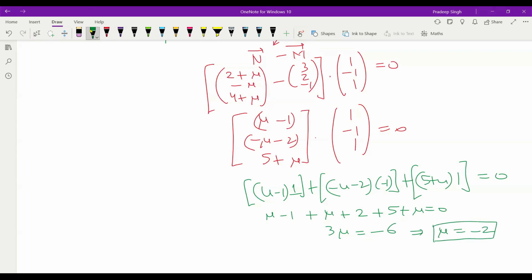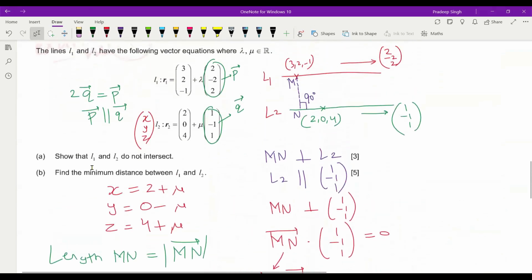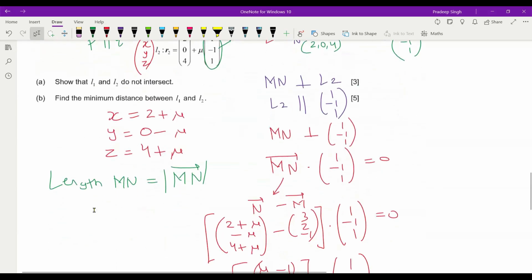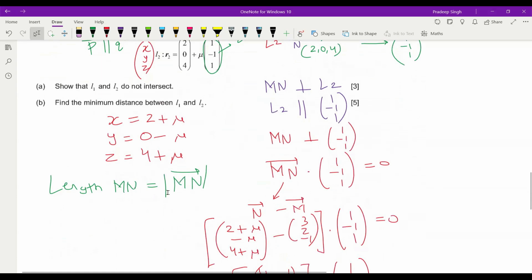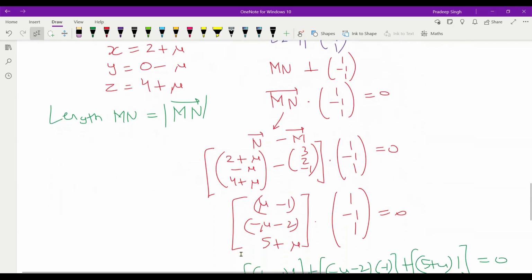Now let's go back to the question, what were we supposed to find? In part B, we were supposed to find the minimum distance between L1 and L2, which is MN. How do we find the length MN? The length MN is actually equal to the modulus of the MN vector. So length MN is equal to the magnitude of the MN vector, and the MN vector we had found here in this bracket. This whole bracket is our MN vector. And how did we find this? We had done N minus M to arrive at this particular expression.